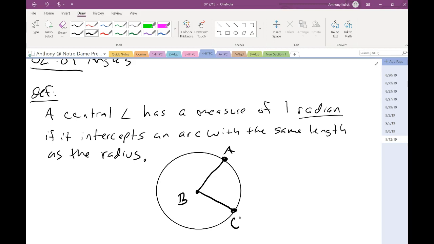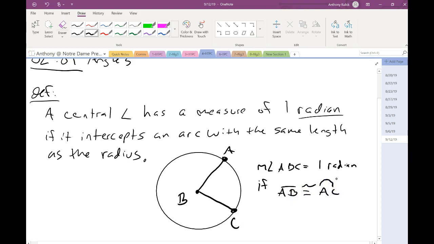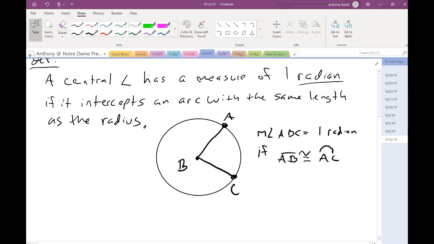So let's say we have this central angle ABC. We say the measure of angle ABC equals 1 radian if segment AB, which is our radius, is congruent to the arc AC, and the symbol we use to denote an arc, we give it this curvy hat, is the way we did that in geometry to show that we're talking about an arc as opposed to a segment.